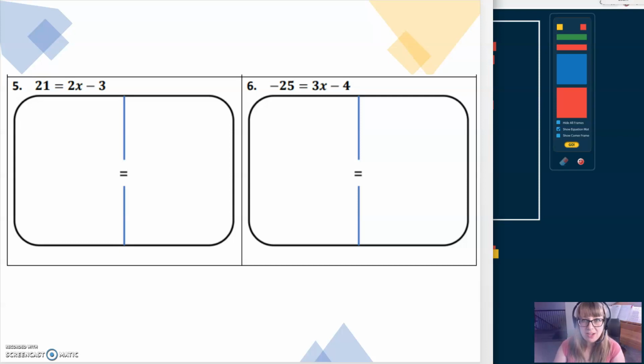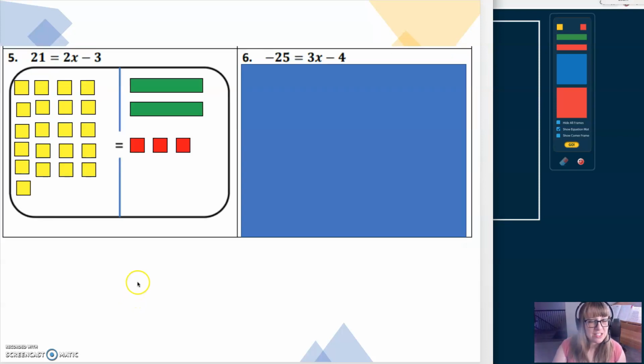21 is equal to 2x minus 3. If you're ready for it, see if you can start solving it in addition to just getting it set up. I'm going to pause and set up my own algebra tiles while you pause and set up yours. All right, and this is what I came up with. I have 21 unit tiles equal to and balanced with 2 x tiles and 3 negative unit tiles, because minus 3 means adding a negative 3.